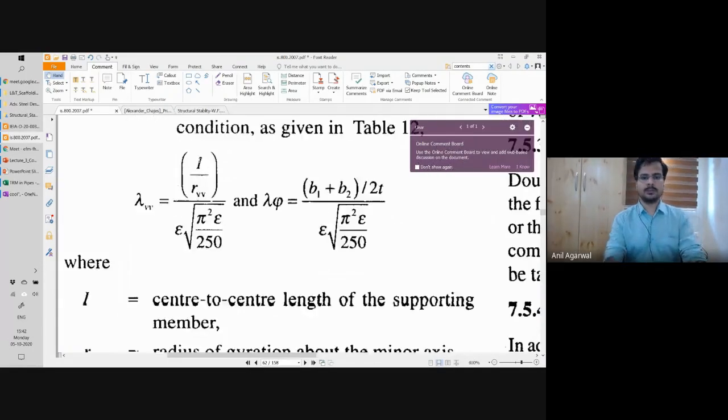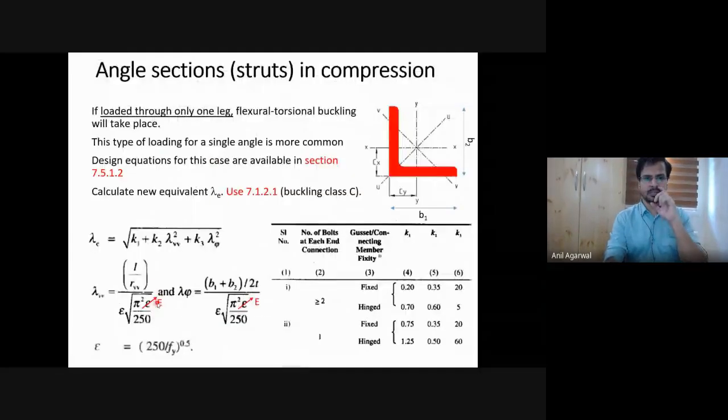Let me repeat it for the interest of the class. This I had called I. It is not I, it is L. It is the length of the member. Okay, anything else?